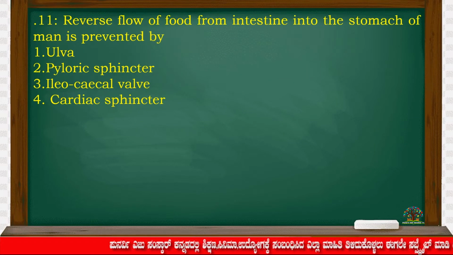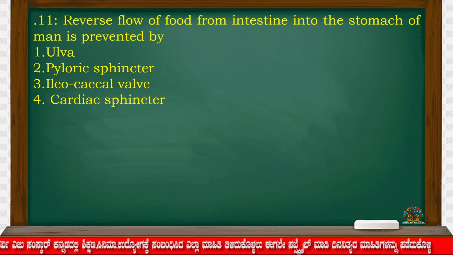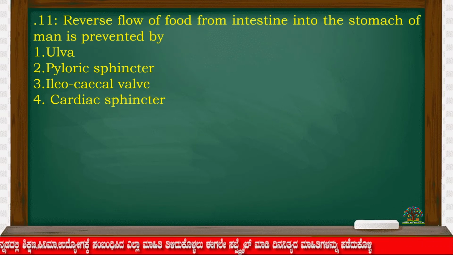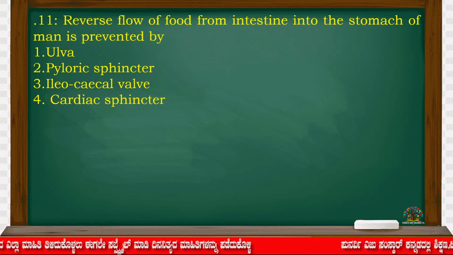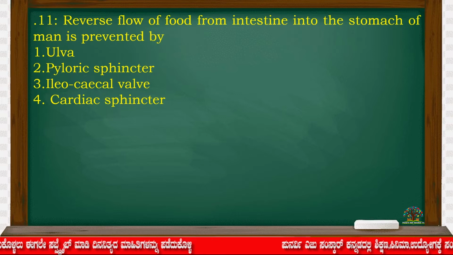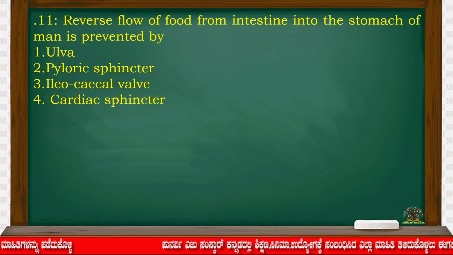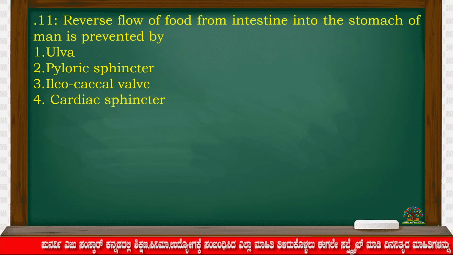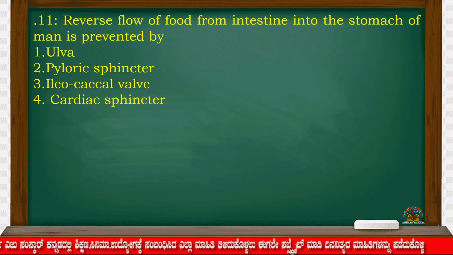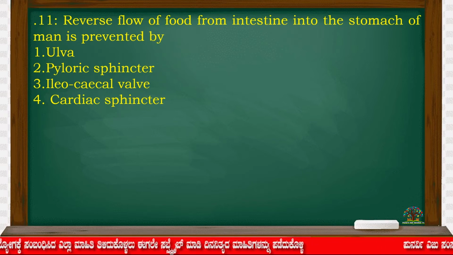Question 11. Reverse flow of food from small intestine into the stomach of man is prevented by option number 1, vulva, option number 2, pyloric sphincter, option number 3, ileocecal valve, option number 4, cardiac sphincter. So we will have to take the correct option about a wall that prevents the re-entry of the food into the stomach from the intestine.